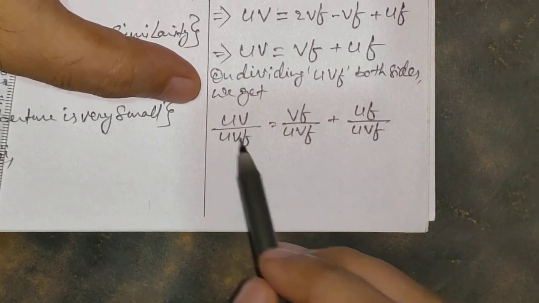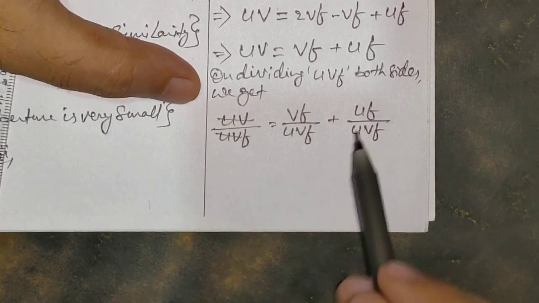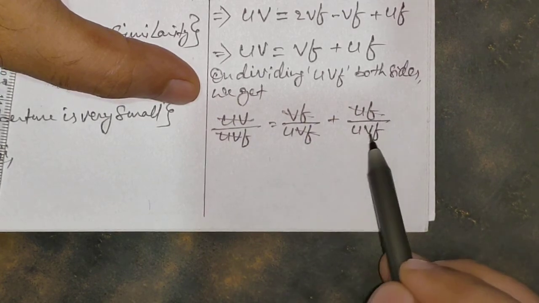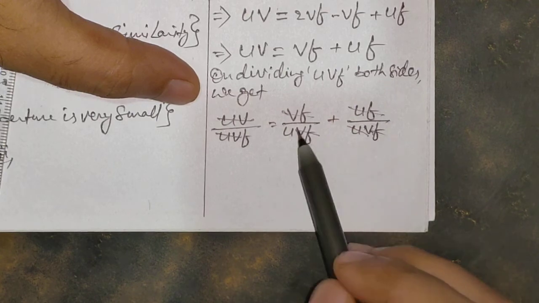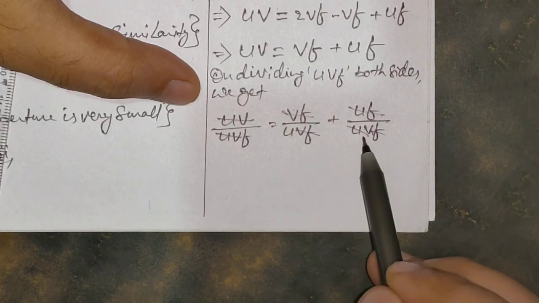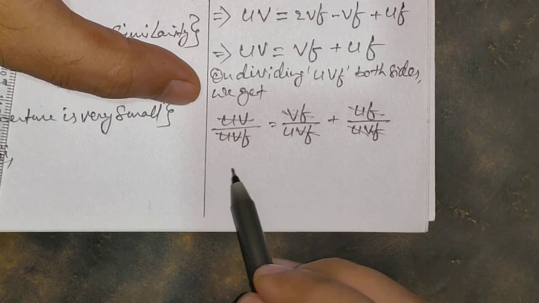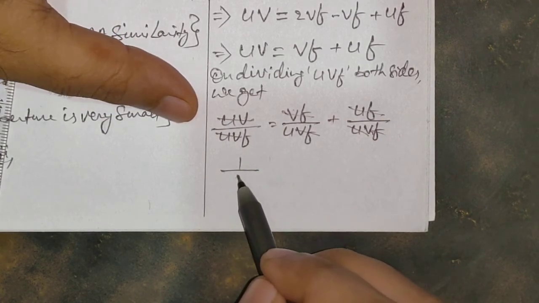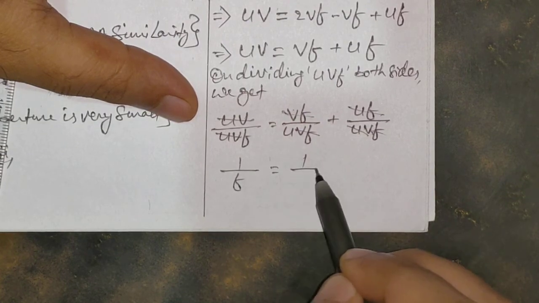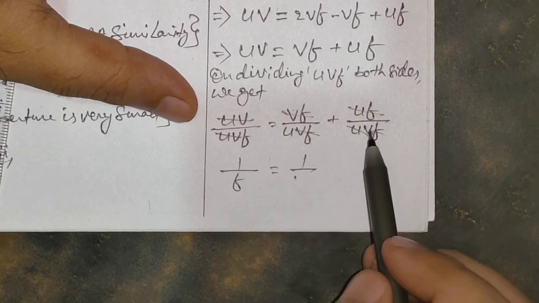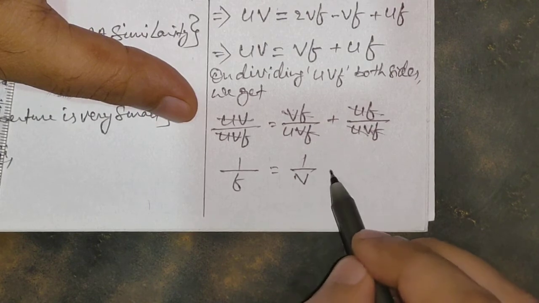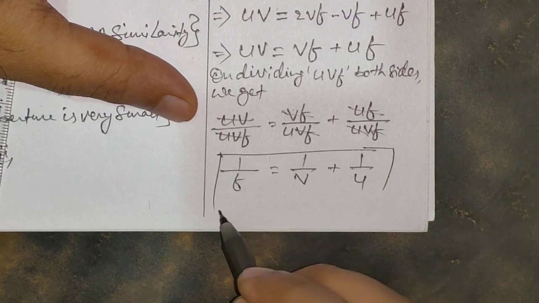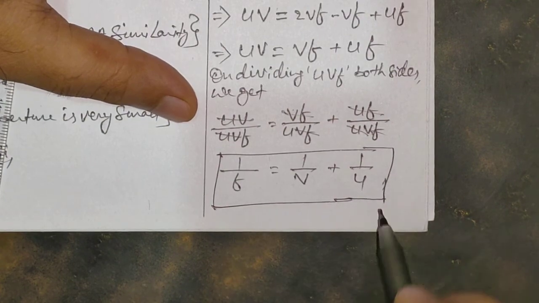You can see uv is going to be cancelled with uv, vf is going to be cancelled with vf, and uf is going to be cancelled with uf. So only f will be left here, only u, and only v. So we can write it like this: 1/f = 1/v + 1/u. This is only our required result which we needed to prove.